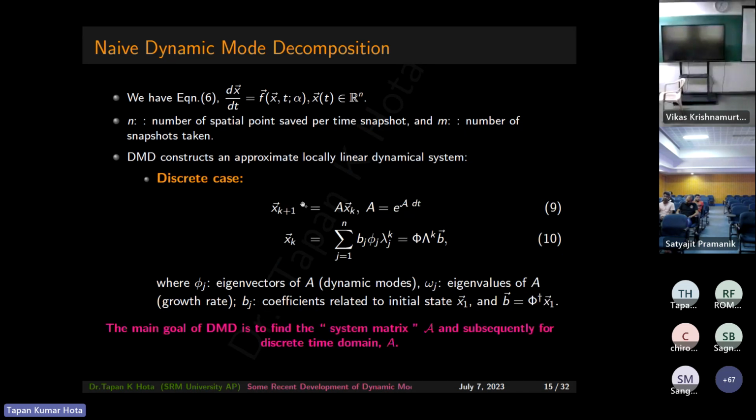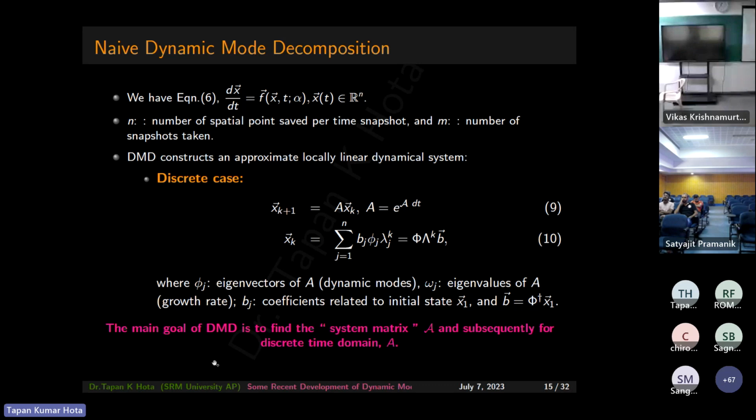For the discrete case, the system at time k plus 1 is determined by A times the data, or observables, at time k. What is capital A? Capital A is e to the power of scripted A times dt, where dt is the time step between two different snapshots. Here also, assuming separation of variables, the solution turns out to be the sum of bj phi j lambda j to the power k, in compact form Phi Lambda to the k times the b vector. The phi j and omega j are the same as in the continuous case. These bj's are again related to the initial state, which here will be x1 instead of the x vector at 0 in the continuous case.